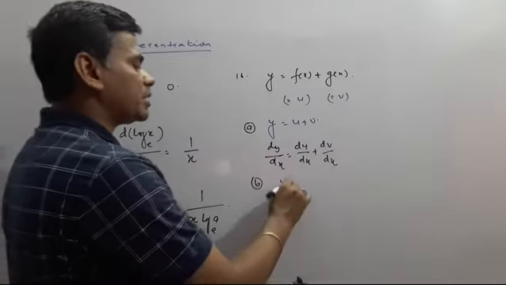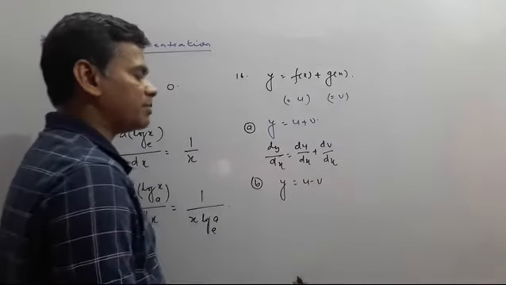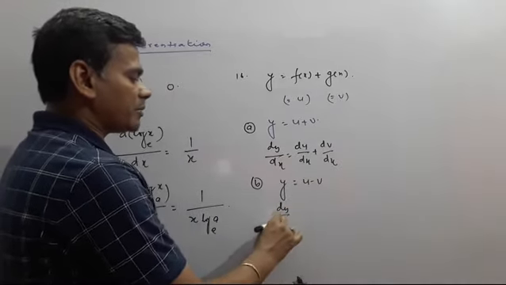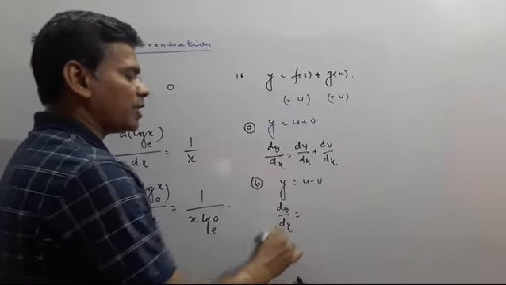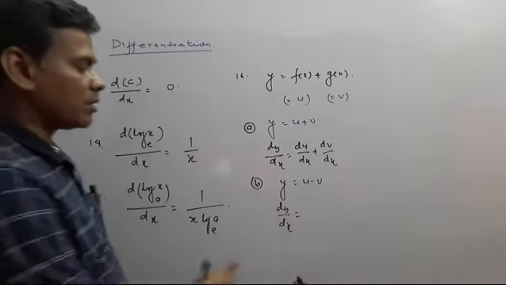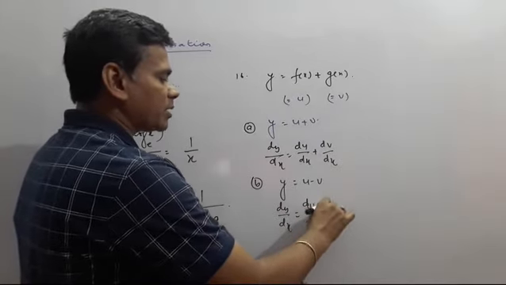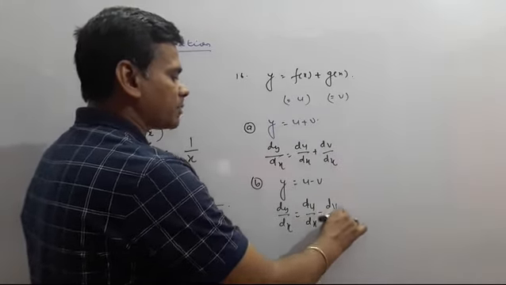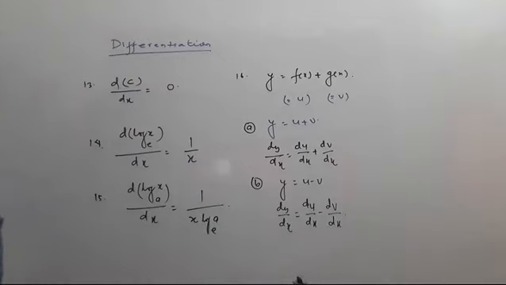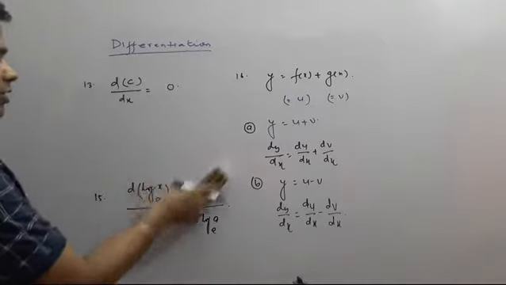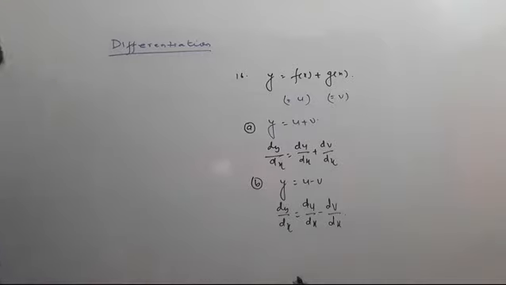Subtractive form means it may be u minus v. Then for the differentiation of this, again you will have to do differentiation of u with respect to x minus differentiation of v with respect to x. So copy it now. Our next is number C.